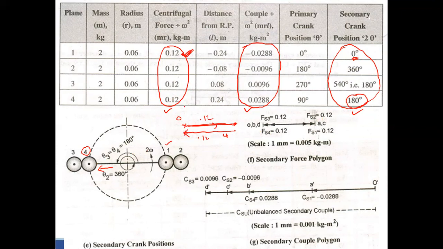As we did before, now you take the 2. What is the angle? 360. 360 means it is 0 degree. Then from this point to this point, the same value. The direction is this, 360 degree.